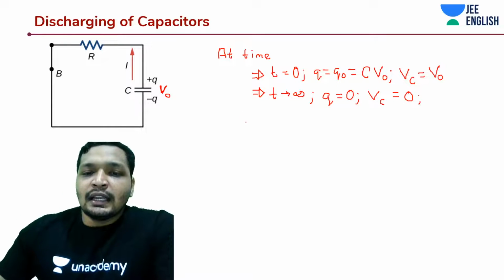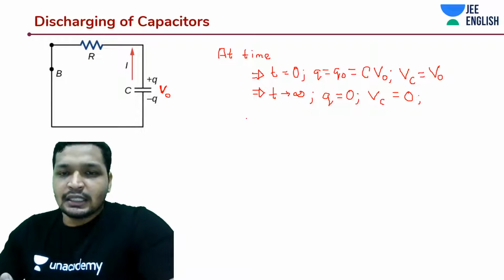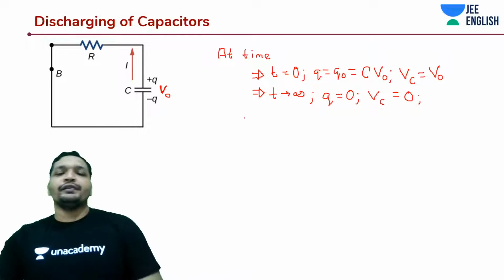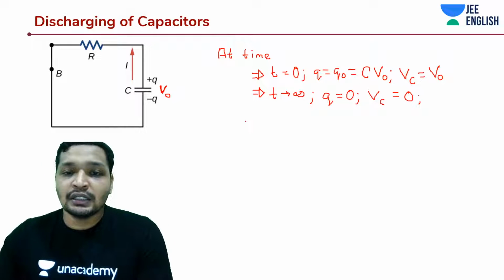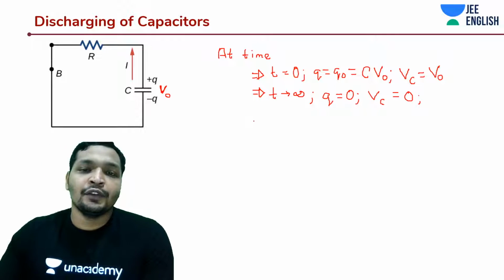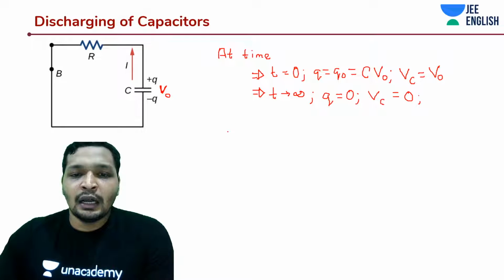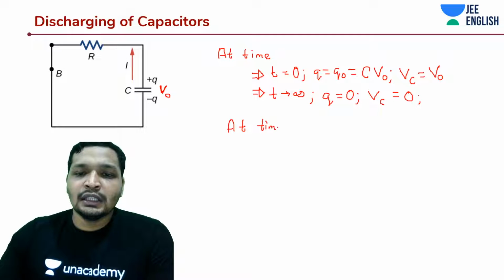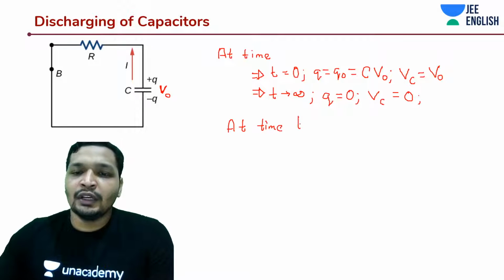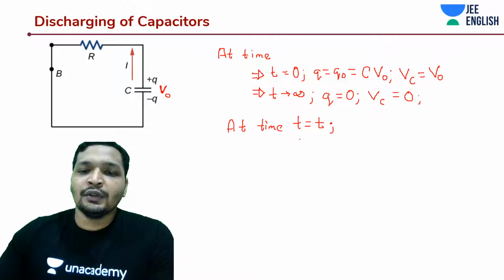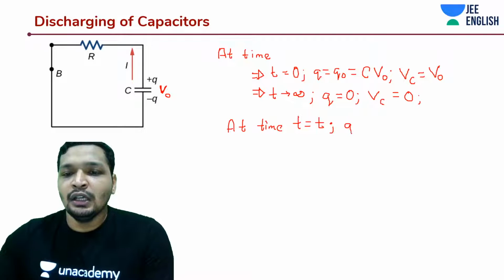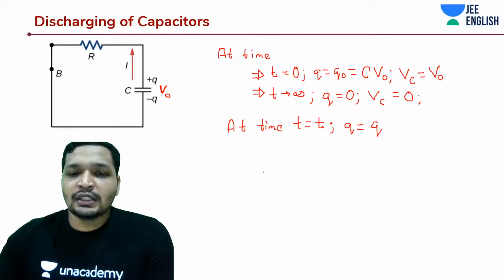Let's analyze how this capacitor is discharging, the way the capacitor is discharging as a function of time. So I'm saying that at time t equals t, you can take anything like t1, t2, we just need to have an equation. I'm going to keep it as time t equals t, some q equals q. Okay, so let's derive the equation.